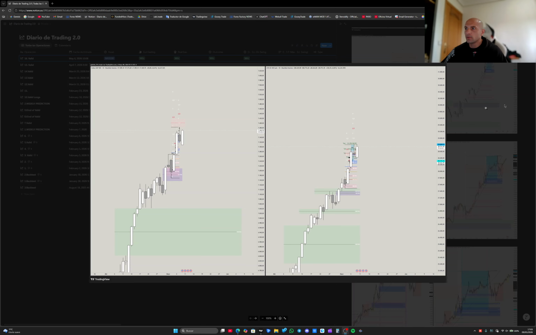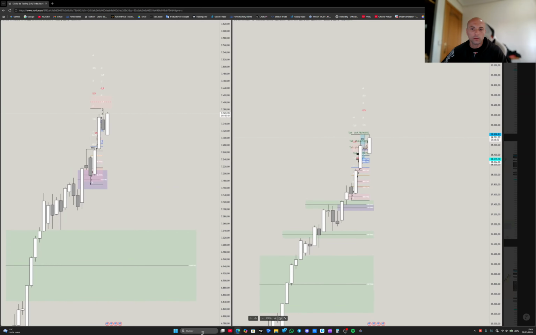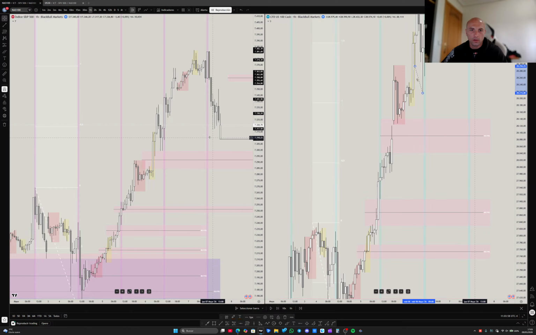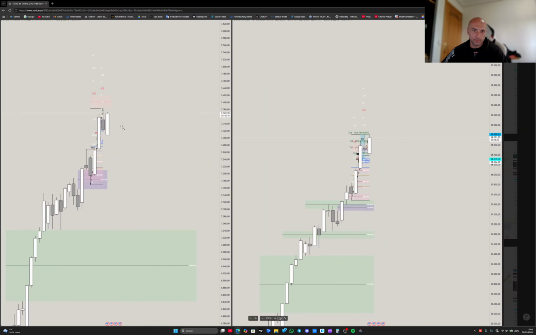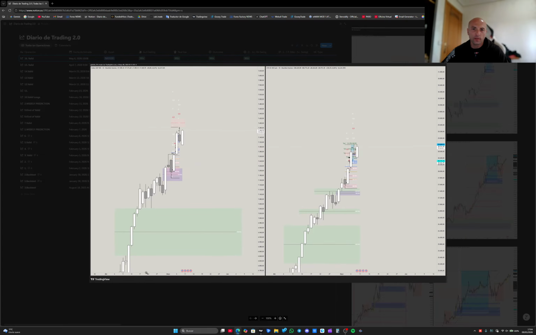I'm going to do a trade review from the other day, which was, I guess, 6th May. So on the weekly, we're leaving these fair value gaps all the time.